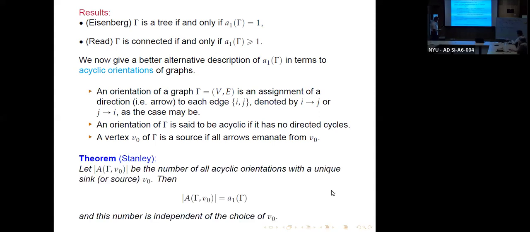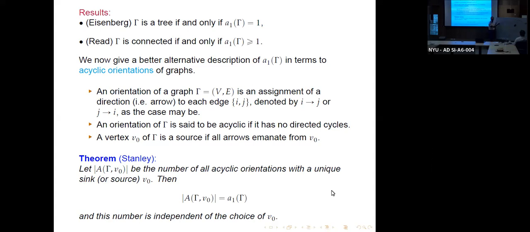Okay, here's what A1 is. This is what I know. Is there an eraser here? So you take your graph, and you take a unique source, a vertex, in a connected graph.